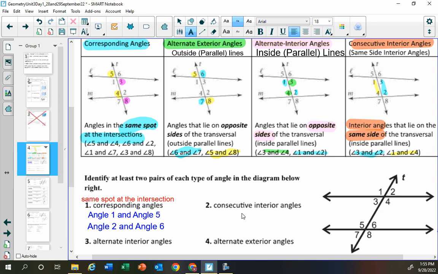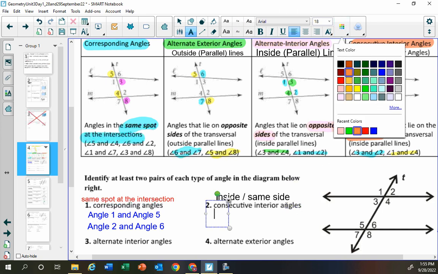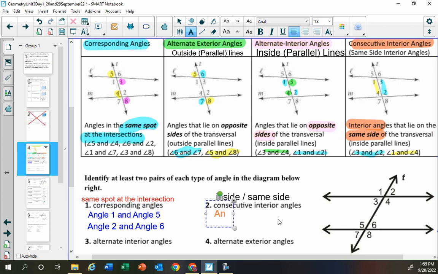What about consecutive interior angles? So the consecutive interior, first off, is it inside or outside? Inside. Okay, so you're going to be looking inside. Now, are the consecutives opposite or same? Inside, same side. All right, so here's how we're going to solve that one. Somebody pick one angle that's within the parallel lines. All right, so we said angles 3 and 5.